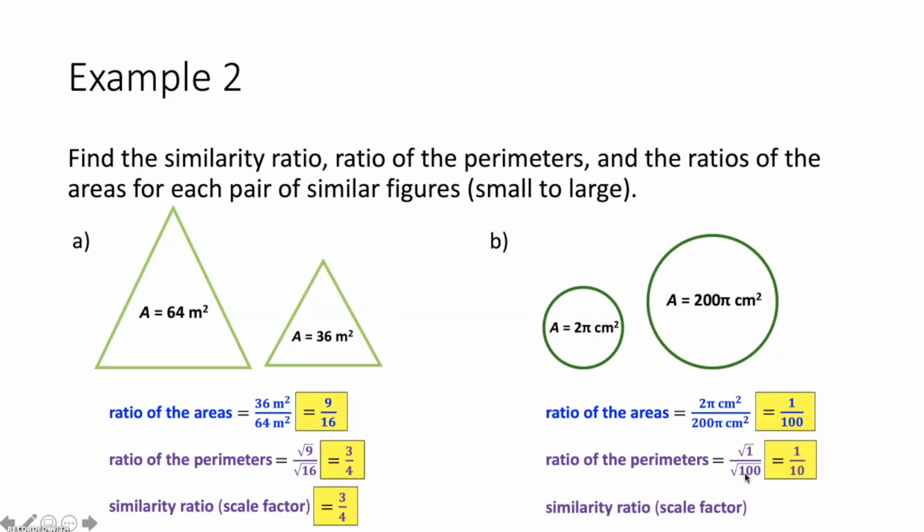Lastly, we need to find the similarity ratio or scale factor, which we now know is equal to our ratio of the perimeters, which is 1 over 10. Meaning, if I had the radius or diameter of this smaller circle, and I put it in a ratio over the corresponding radius or diameter of this larger circle, and simplified that fraction down, or ratio down, it would equal 1 over 10.